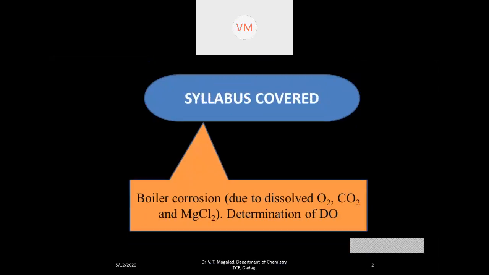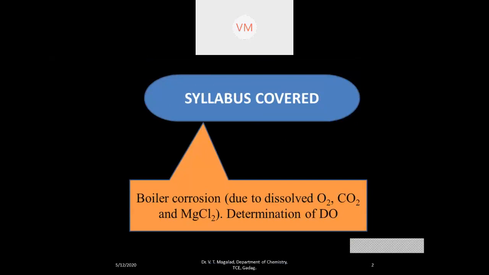The syllabus that I am going to cover in this class is boiler corrosion due to dissolved oxygen, boiler corrosion due to dissolved carbon dioxide, boiler corrosion due to dissolved magnesium chloride, as well as how to determine dissolved oxygen experimentally. With this, I would like to conclude today's class.